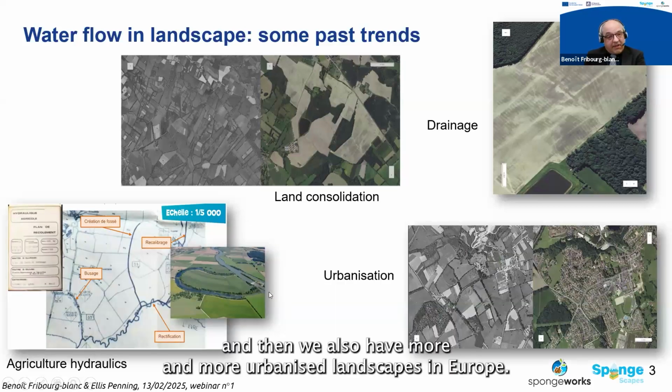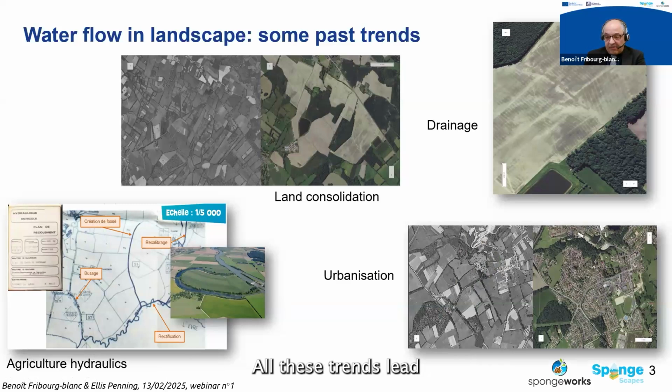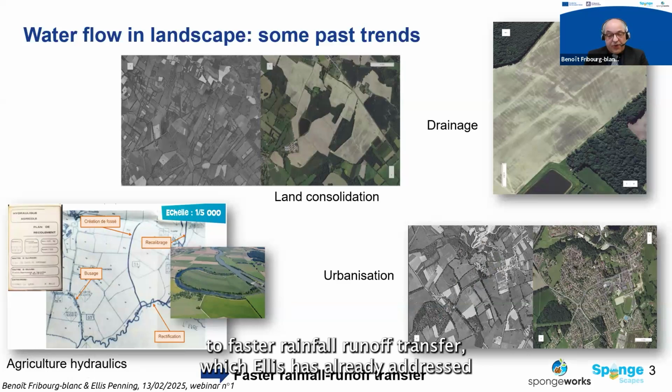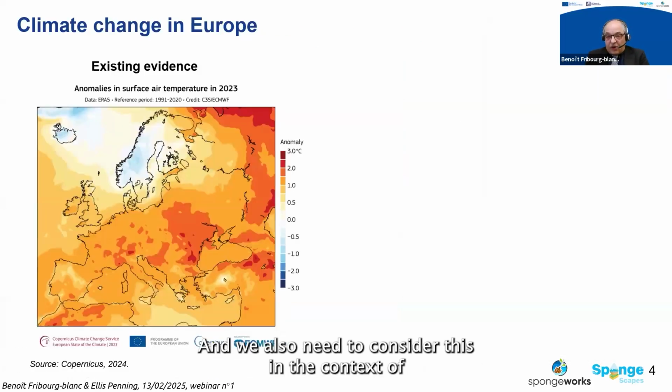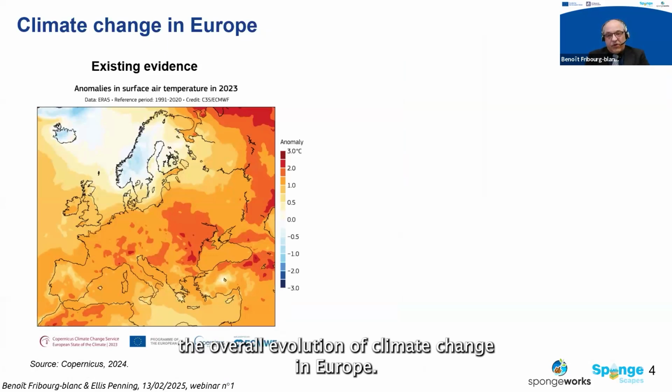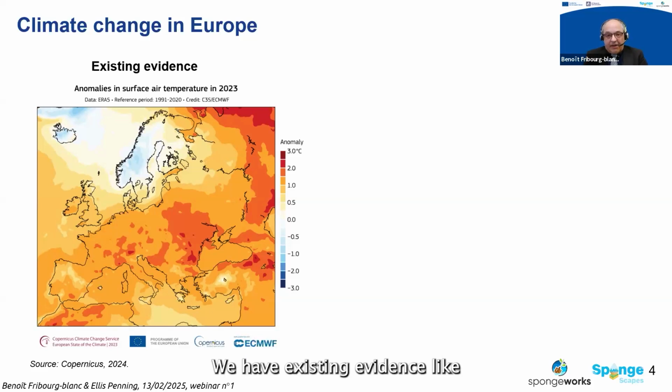And we also have had quite some urbanization in most countries in Europe. All this can lead to faster rainfall runoff transfer, which was already addressed to some extent by Elise, and which we also need to consider. And we need to consider that in the framework of the overall evolution that we can see with climate change in Europe. Of course, we have existing evidence, like this one presented on the screen, about the anomalies of surface air temperature in 2023 as compared to the period 1991-2020.